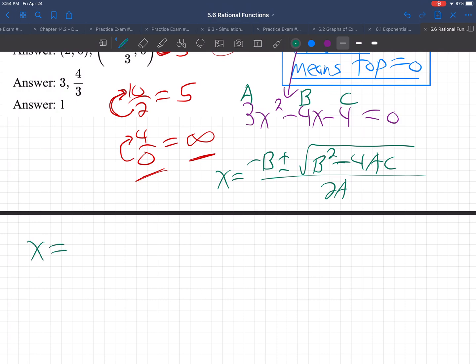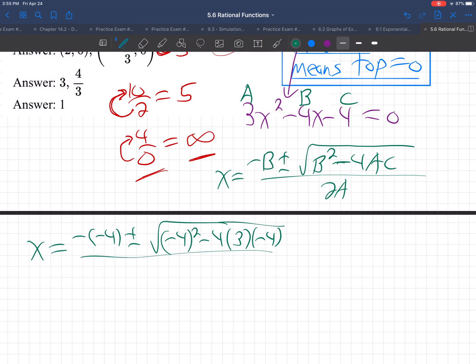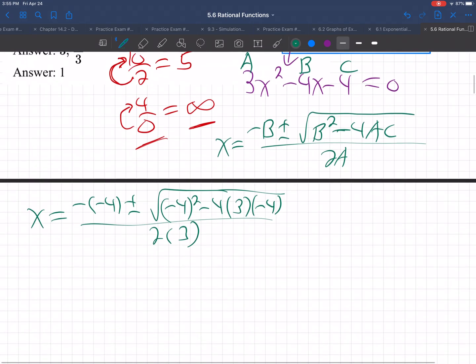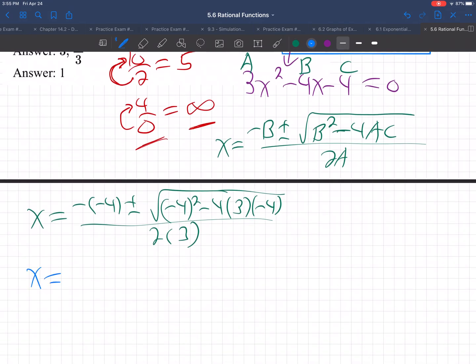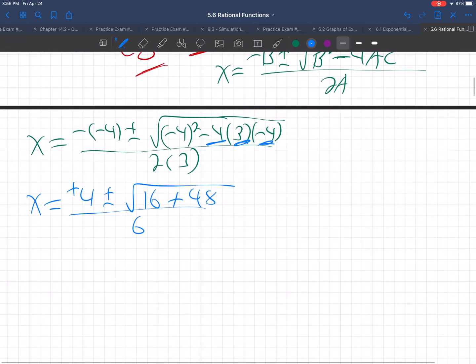So x will equal negative b, negative 4, plus or minus. This is how we solve any x squared equation. You can either factor it or you can do the quadratic formula. b squared minus 4 times a times c all over 2a. So what does that equal? x will equal positive 4 plus or minus the square root of 16. Negative times positive times negative, 2 negatives makes positive, 48, all over 6.